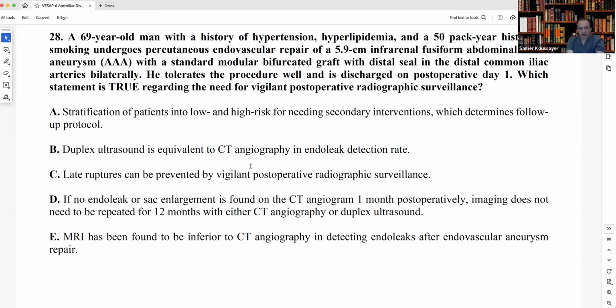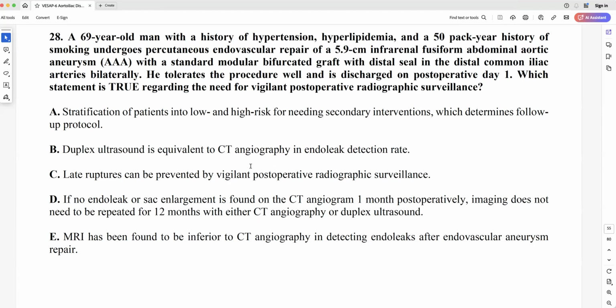Do we have this stratification, like low risk and high risk? We don't have that. Either there is an endoleak or not. Yeah, that's right. They tried some trials to get to this, but none of them was really successful. So we don't have this stratification to low and high risk for secondary intervention. Okay, next one. The duplex ultrasound is equivalent to CT angiography in endoleak detection rate. That's operator dependent, and it's not true.